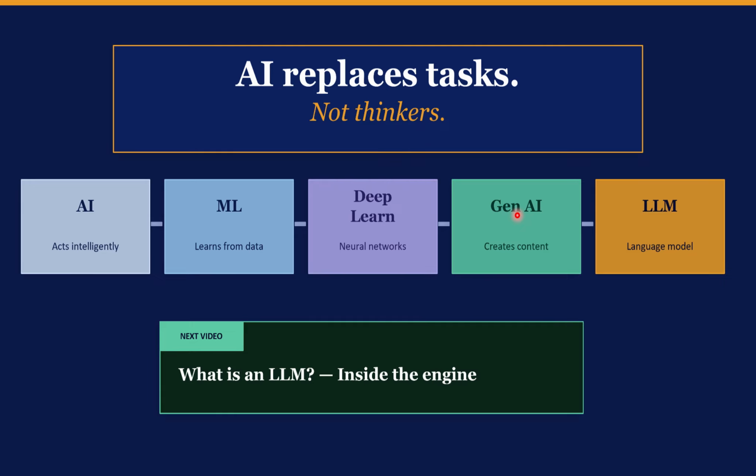So here are the big takeaways. AI replaces tasks, not thinkers. Let's quickly recap. AI acts intelligently. Machine learning learns from data. Deep learning understands complex patterns. Generative AI creates content, and LLMs work with human language.